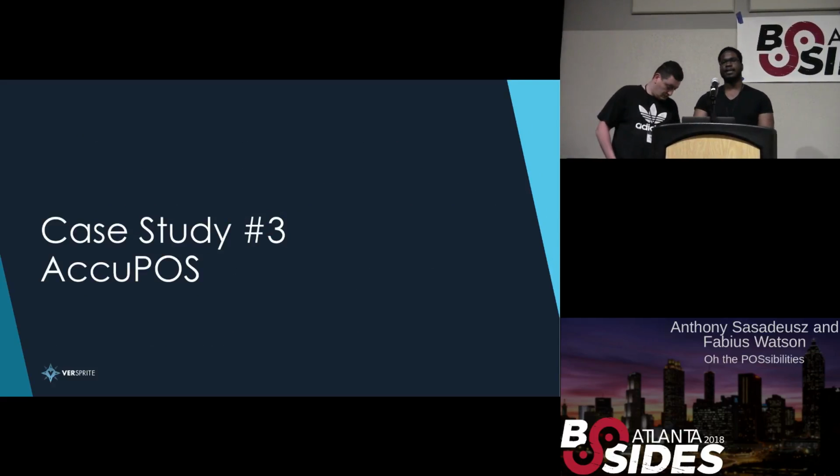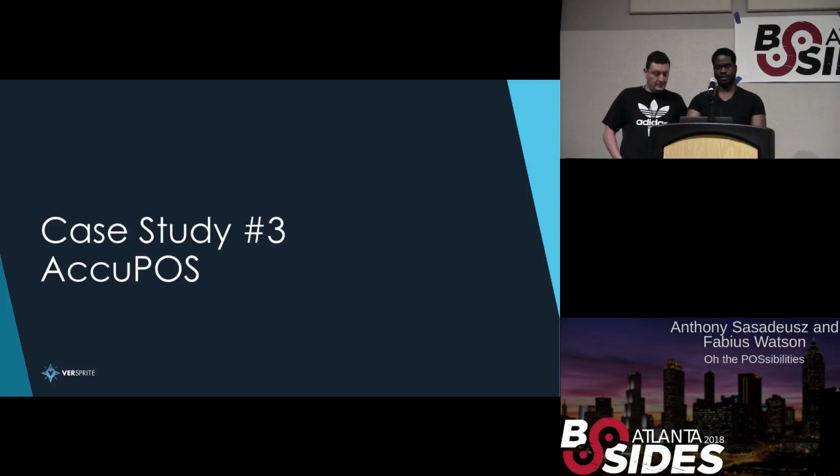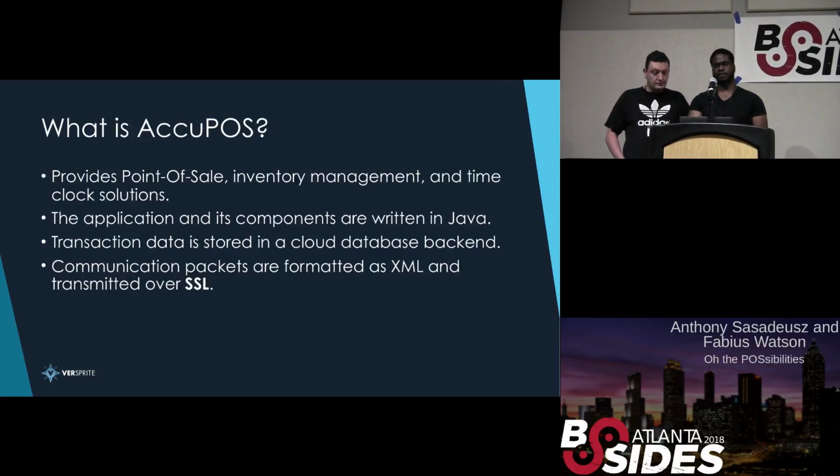So the next application we want to talk about is called AccuPOS. AccuPOS is another point-of-sale and inventory management system. It also includes time clock options for employees to clock in and clock out. It's written in Java, so we're going to take sort of the same approach we did with POSIM. And its database backend is actually in the cloud, so we didn't touch that because that was strictly out of scope for the sake of our research.